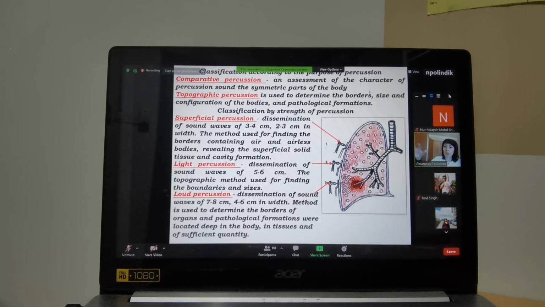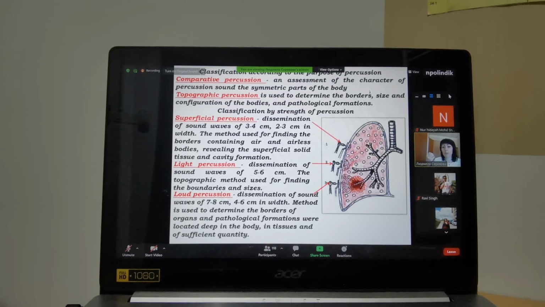Comparative percussion compares the sounds you can hear over, for example, the lung tissue. It is used to find some pathology. Topographic percussion is used to find the borders of the lungs. So we have an upper and a lower border. By topographic percussion we can detect the mobility of the lower lung border. But usually we find borders and sizes of some organs like this.